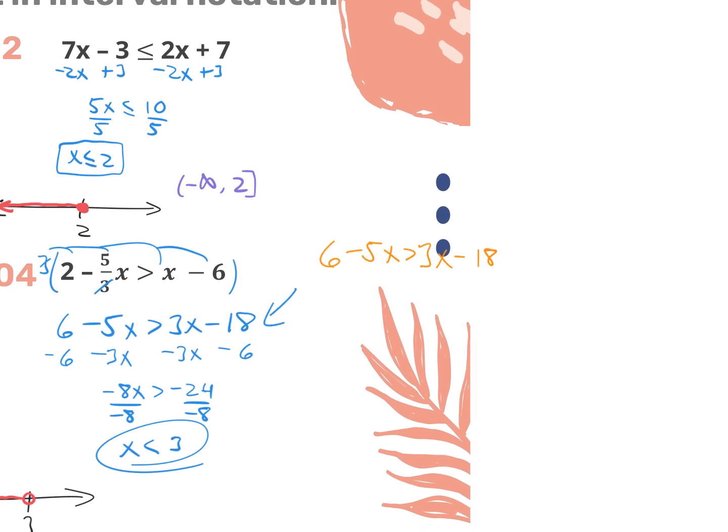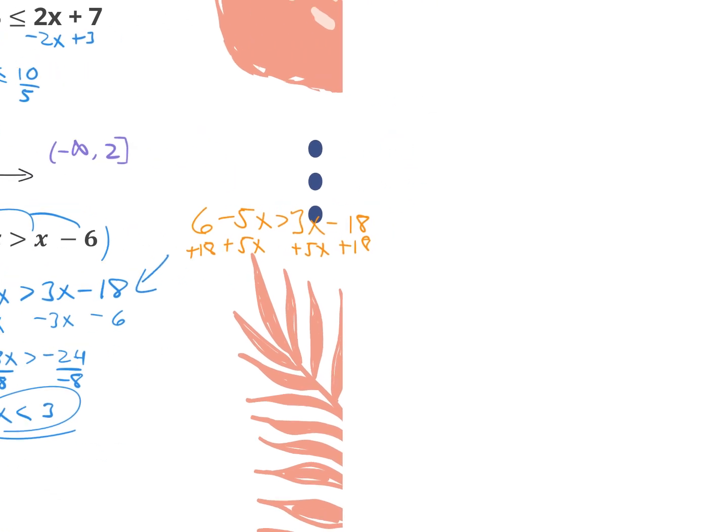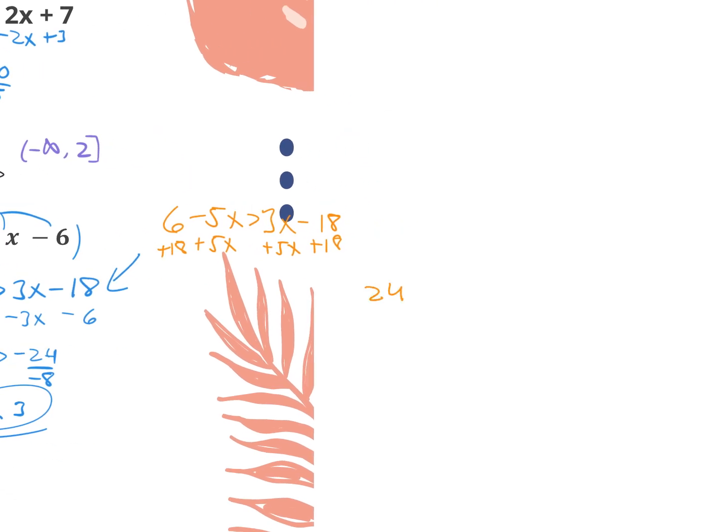Okay, a distinction that I want to make here is that if you're deciding to move the 5x to this side and the 18 to the other side, you will still get the same answer. All right, so let me write it over here. You still get 24 is greater than 8x, and then divided by 8, you get 3 is greater than x.